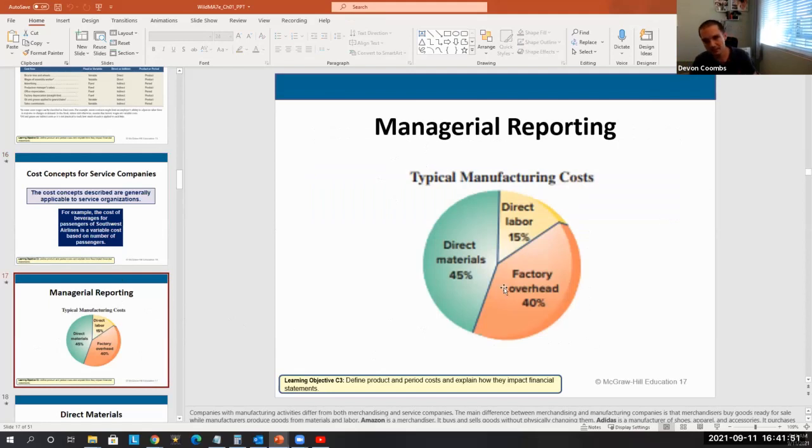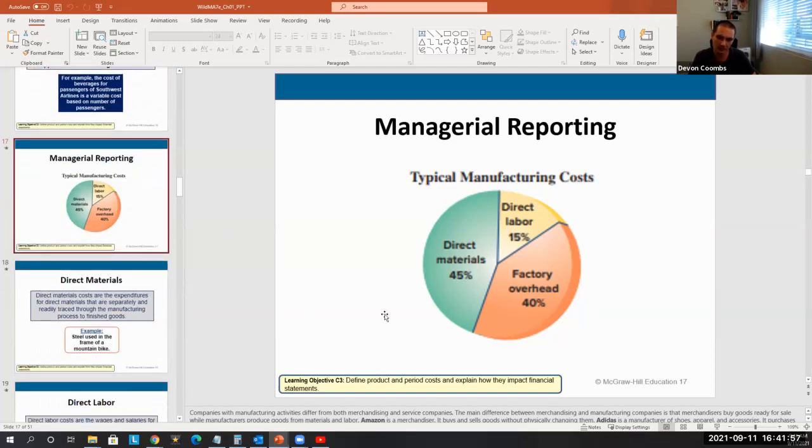So this is a typical manufacturing cost. You don't need to memorize these statistics. It's not that valuable. It depends on each business. We're saying most of the costs come from our materials and overhead when we're making products. And then labor is the least amount, especially as we're getting more into machining and automation. Labor is becoming less of a part of production.